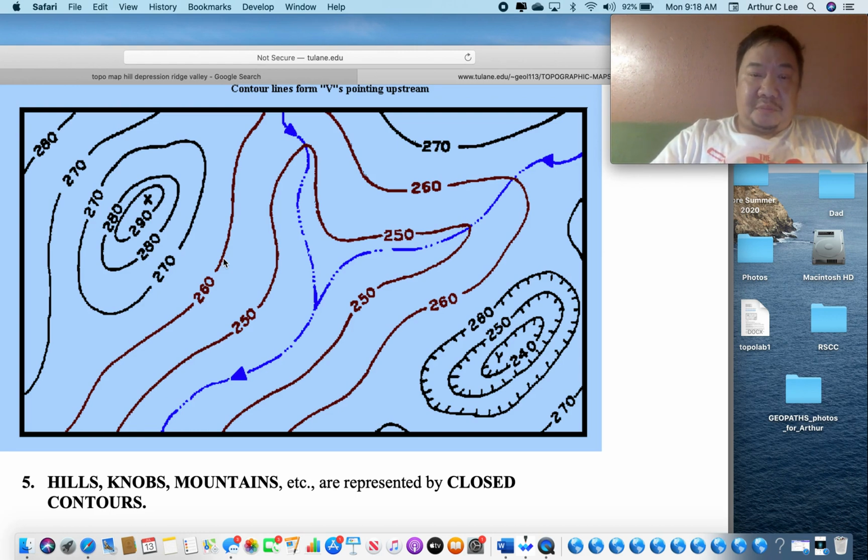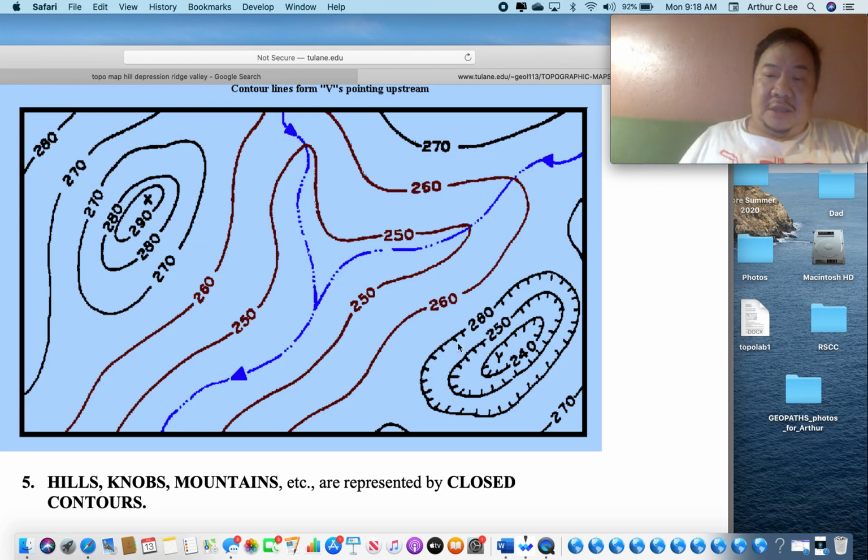And here you can see a whole bunch of lines, and then these lines with these are called hachures. So you see mostly solid lines, but hachured lines as well. You see a creek or a river in blue here.